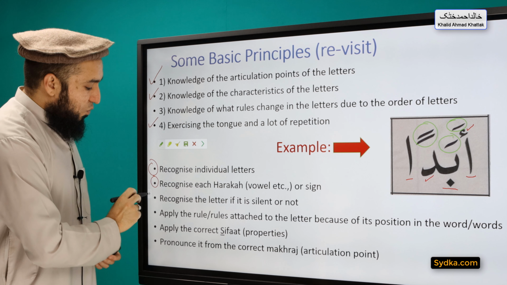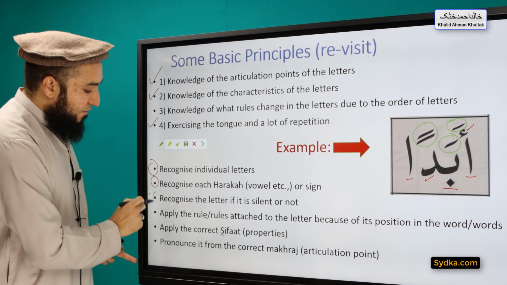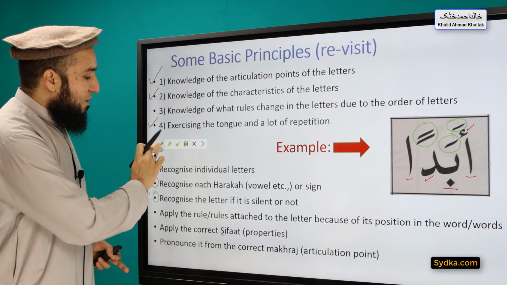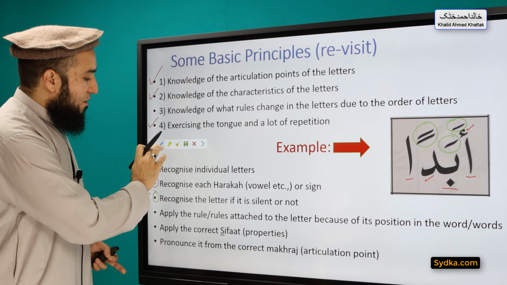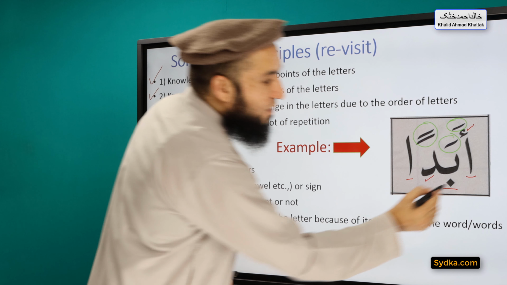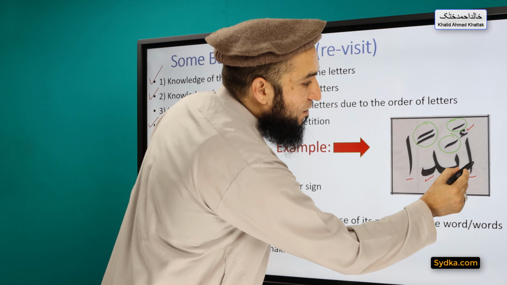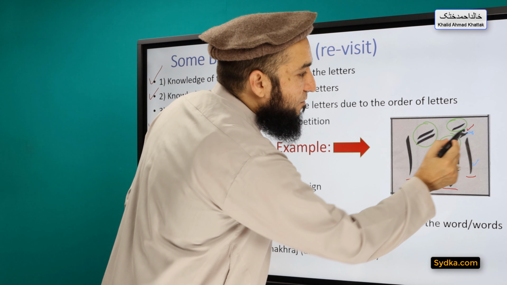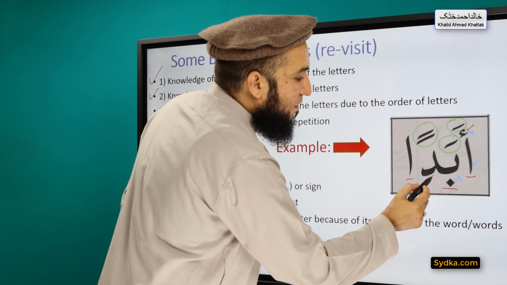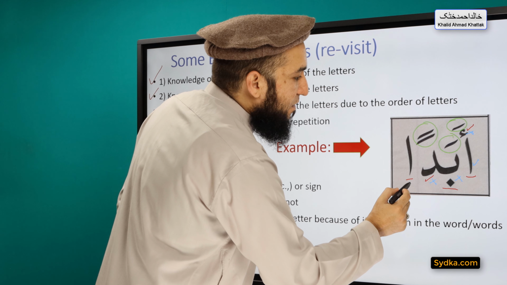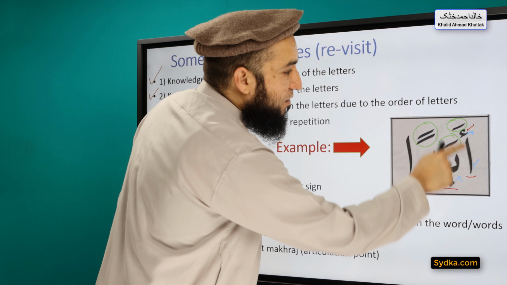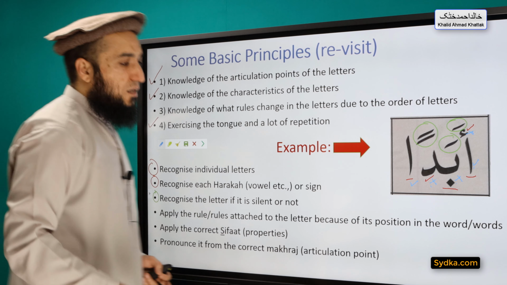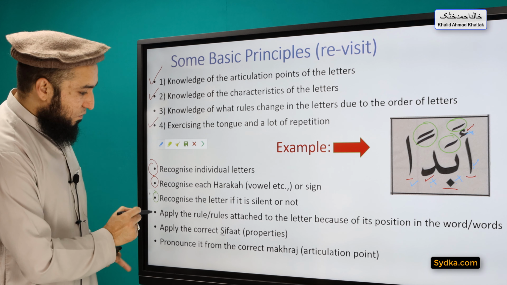And the next one is we have to recognize which letters are silent and which aren't. Let's change the color. So if we see here, alif is silent, and hamza is not silent. Ba is not silent, dal is not silent, and alif is silent. So we recognize those ones.